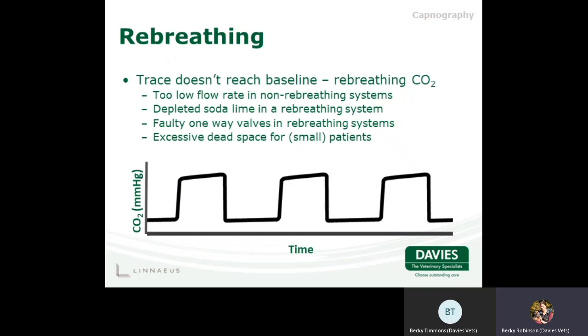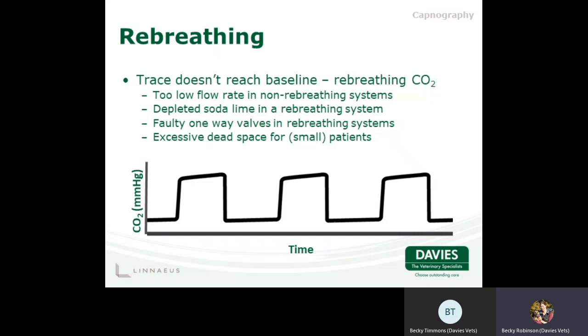We've already touched a little bit on rebreathing. So we've already said that rebreathing is basically when the patient is breathing back in some of their previously expired gas that contains carbon dioxide. What we usually see with rebreathing is that we have a relatively normal looking trace, apart from the fact that it is not reaching 0 millimeters of mercury, it doesn't reach baseline. We've already discussed some of the reasons why we can have a patient who is rebreathing.